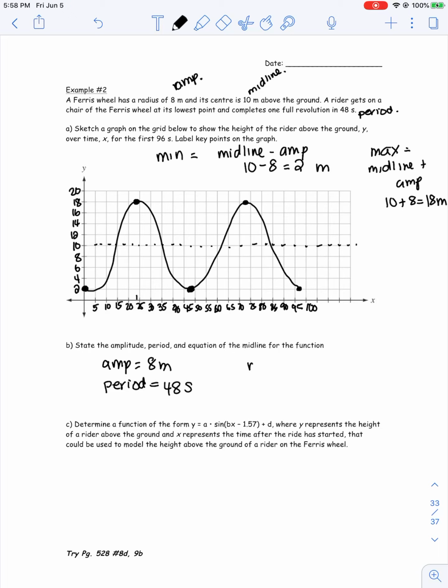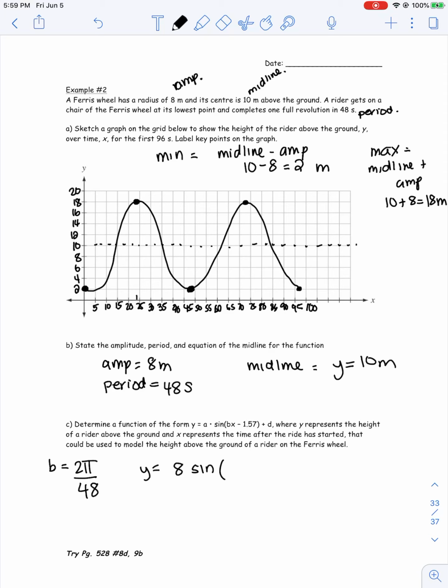And the equation of the midline is in the form y equals 10 meters off the ground. So that's what we were given in the question. Now they want us to write the equation of it. D is our midline, A is our amplitude, so 8 sine, and then B can always be found by taking 2 pi divided by your period.